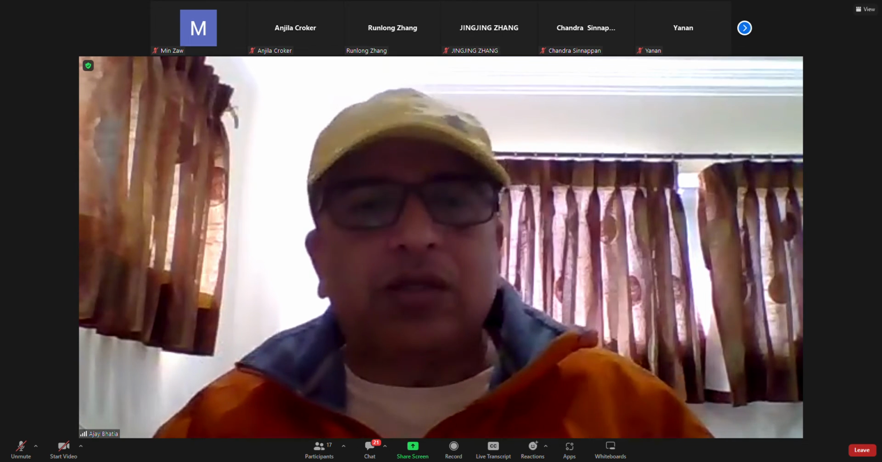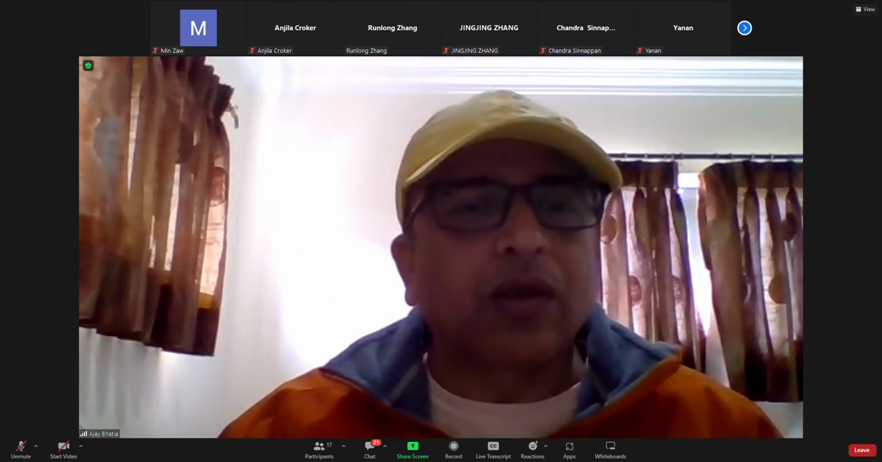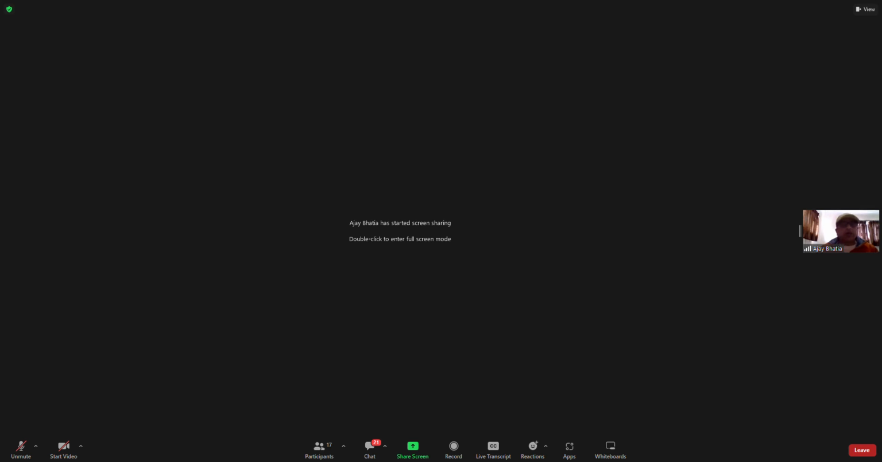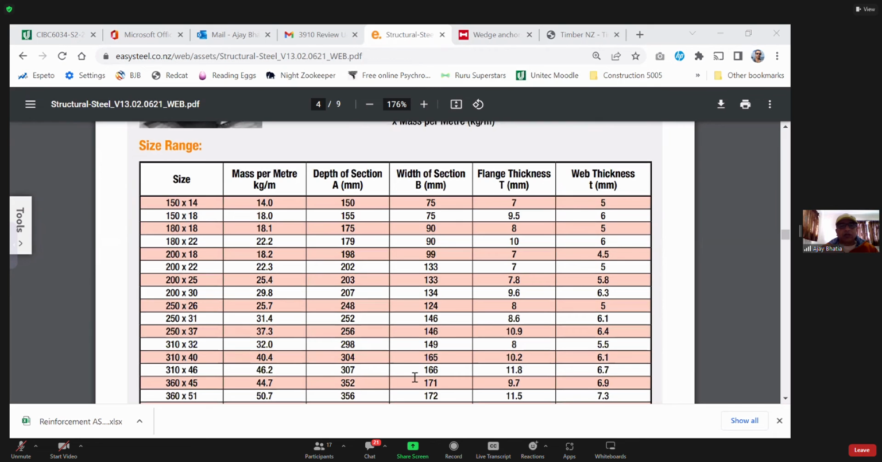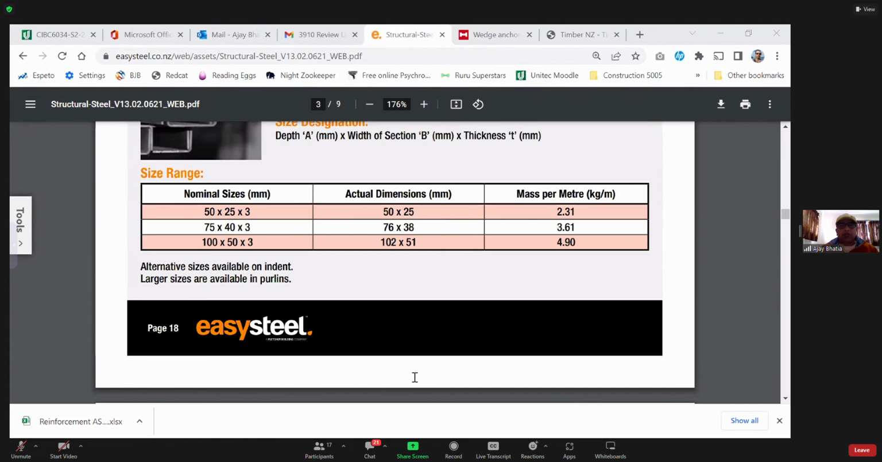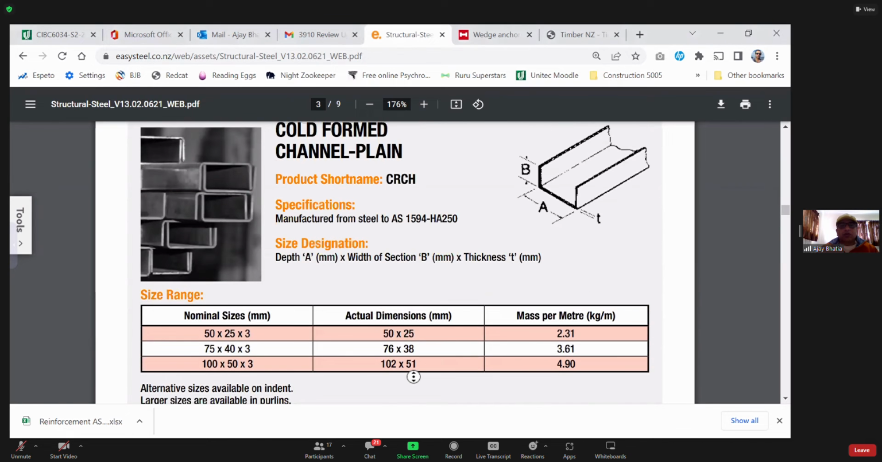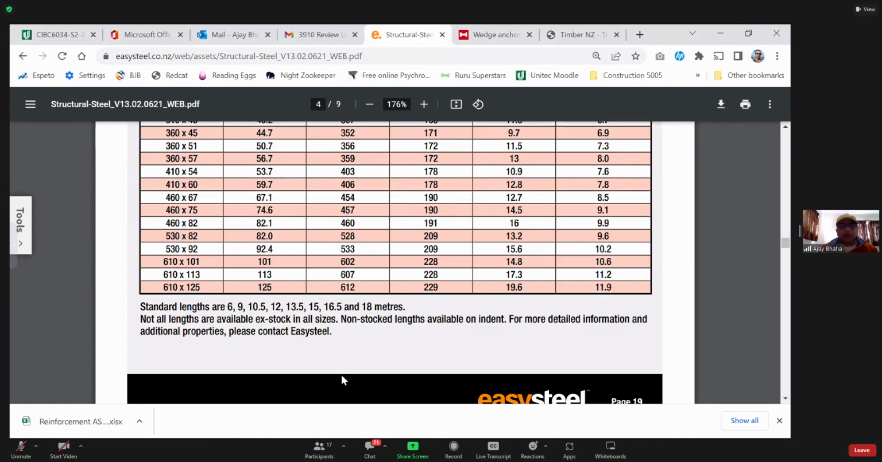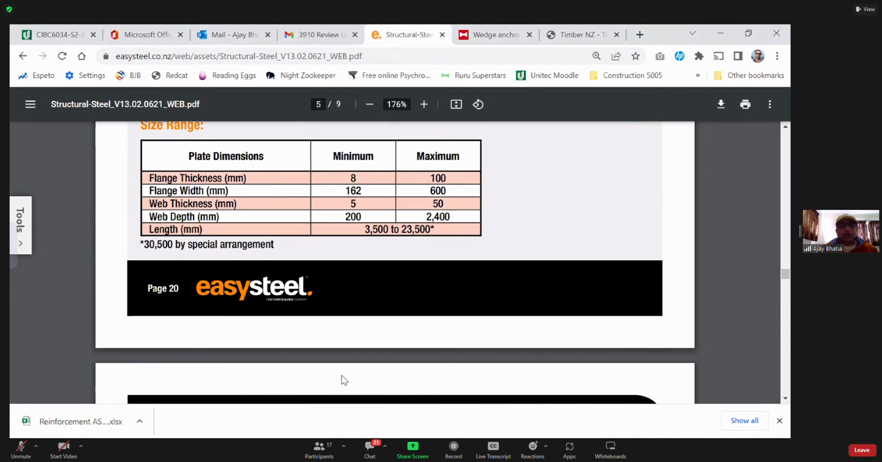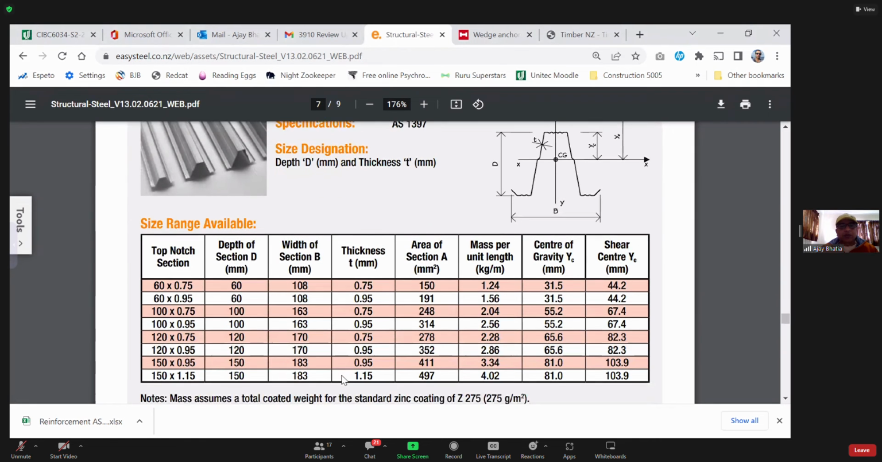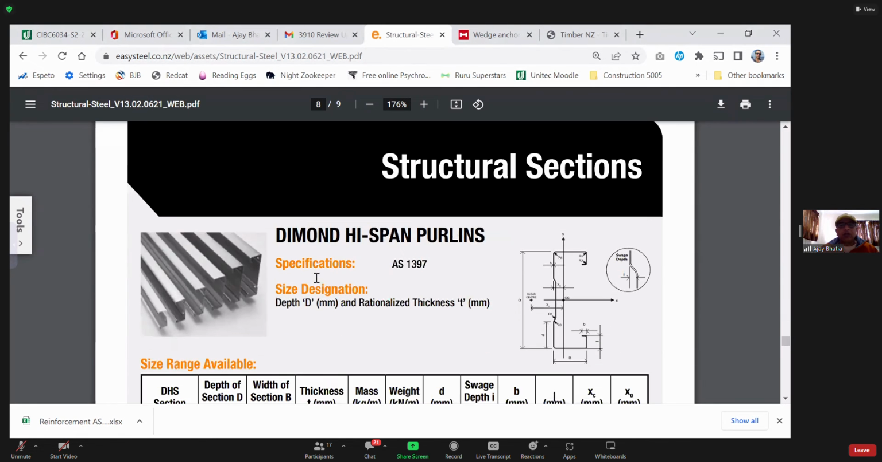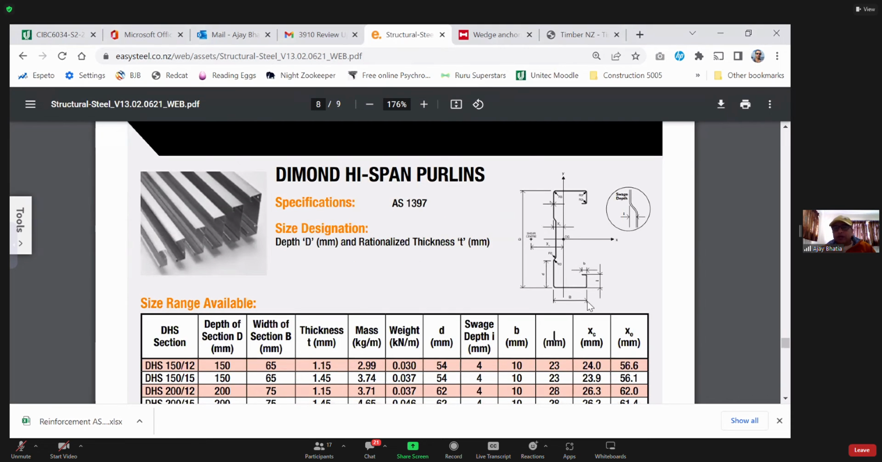If I share this over here, the plate is always L-shaped. This has got all the details for you, basically for everything. When you go into your DHS section, you guys have to do a little bit of research. You've got notch purlins over here, and then your DHS high span purlin. These are your DHS purlins. This is the width, the one which we call B over here.